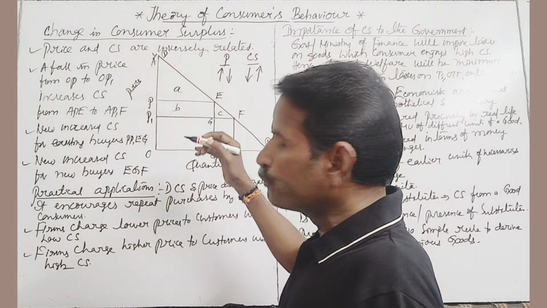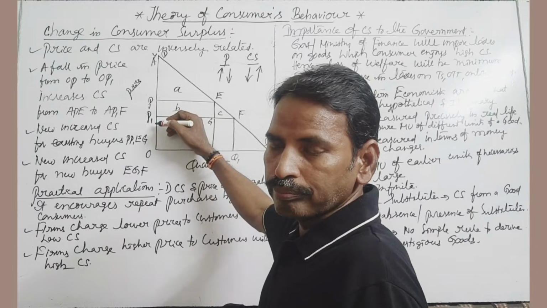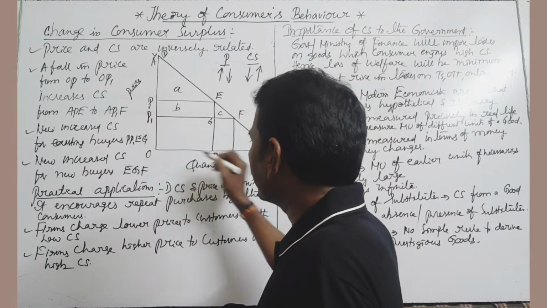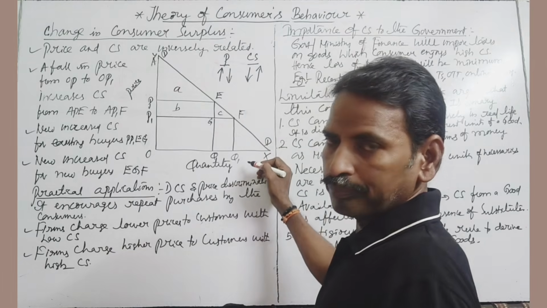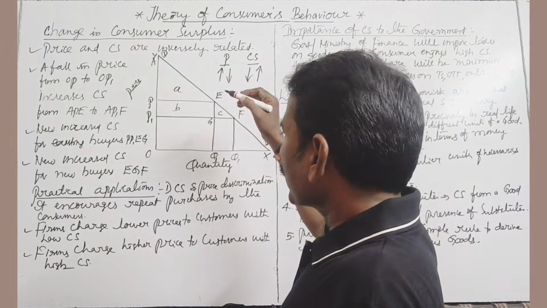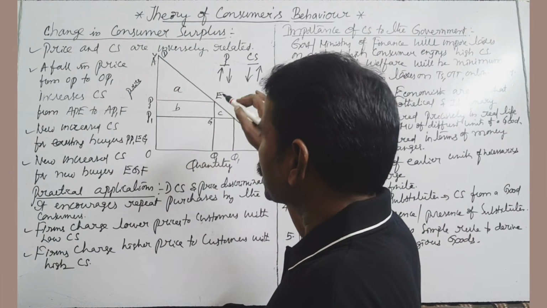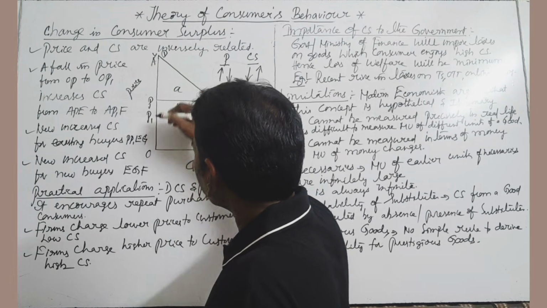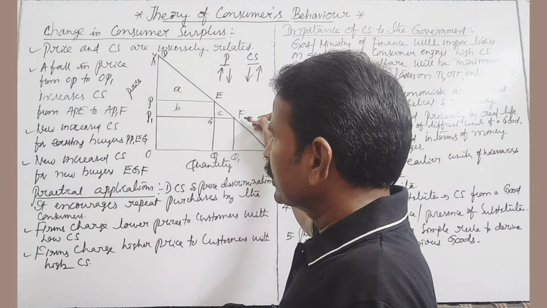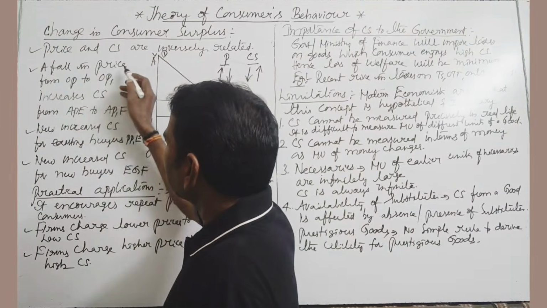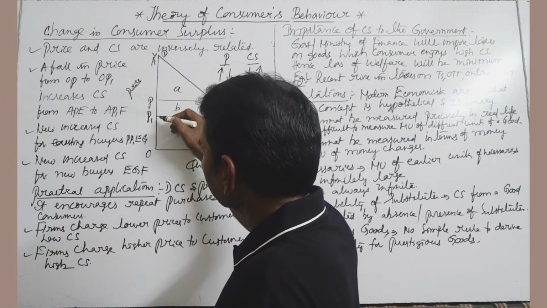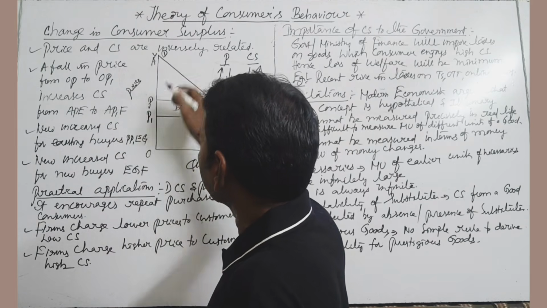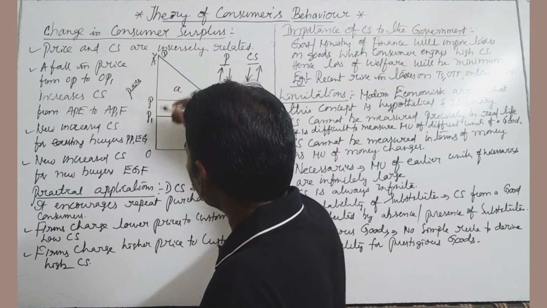Now price falls from OP to OP1. Quantity increases from OQ to OQ1. So consumer surplus also increases from APE to AP1F. So a fall in price from OP to OP1 increases consumer surplus from APE to AP1F.